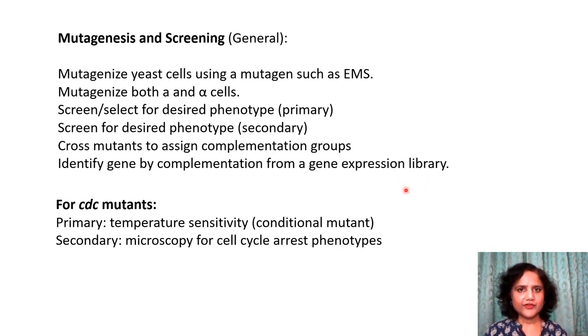So in this case, for the cell division cycle mutant screen, the primary screen was temperature sensitivity, which is basically making a collection. A large number of mutants which were temperature sensitive were collected, and then they were screened by microscopy, which is a secondary screen, to look for a cell cycle arrest phenotype, with the expectation that the mutants which are arrested showing a uniform cell cycle arrest phenotype, that is an arrest in a particular phase of the cell cycle, those may be defective in factors which are important for cell cycle control or cell cycle regulation.